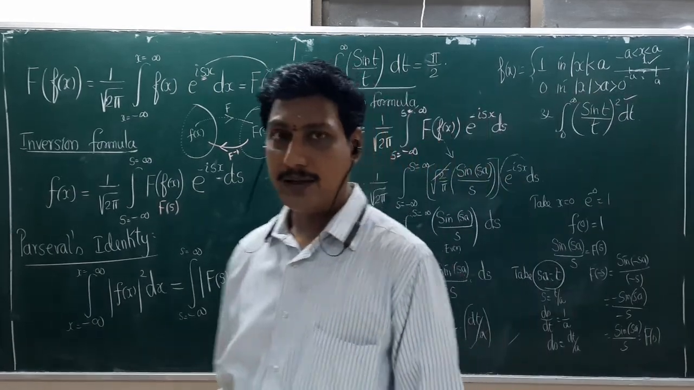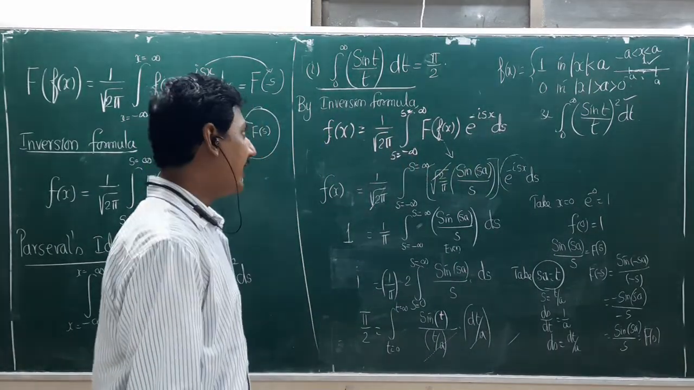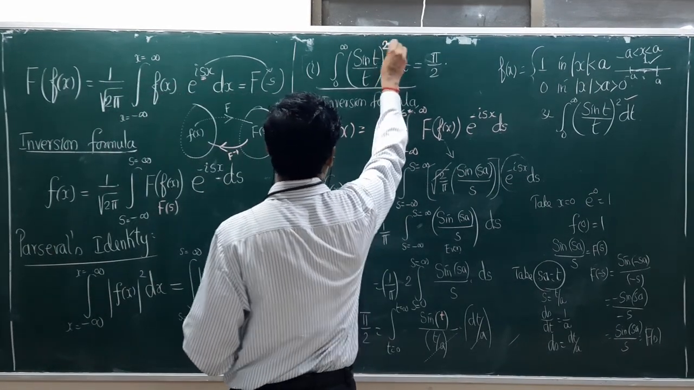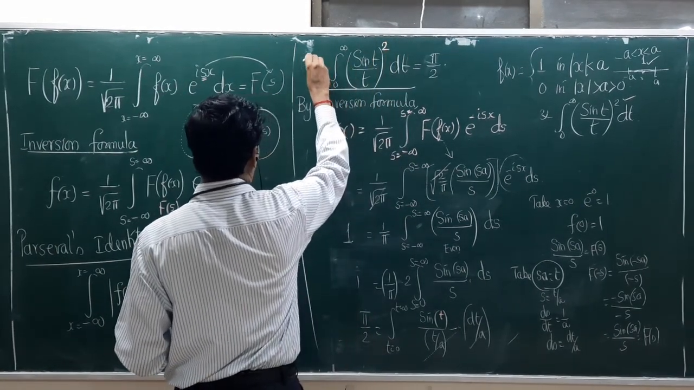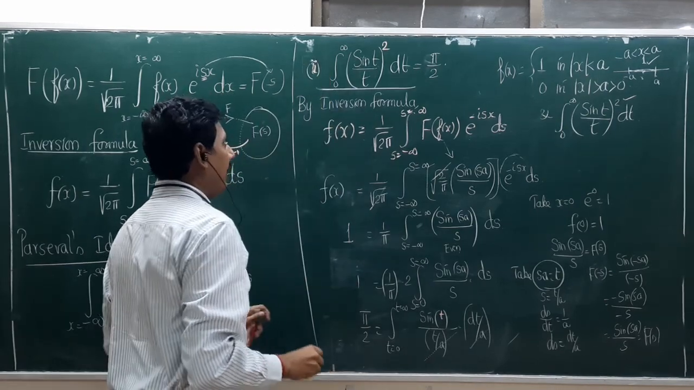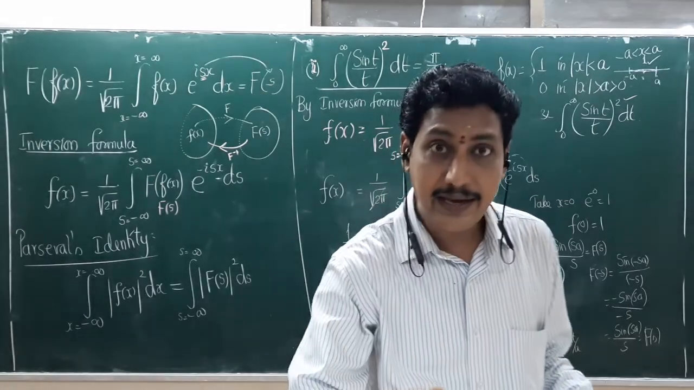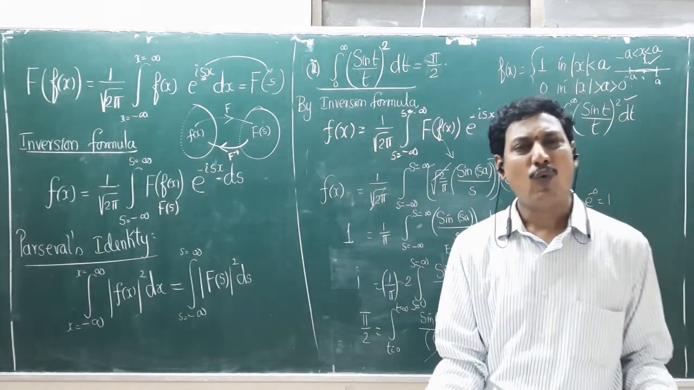But the second one is, what's the difference? The difference is the second one is square. So I am going to use the second part. What is the second part? Integral 0 to infinity (sin t by t) whole square dt. Once again the answer is pi by 2.